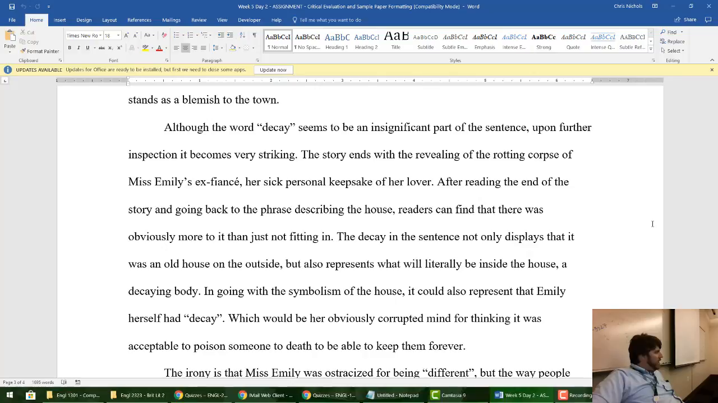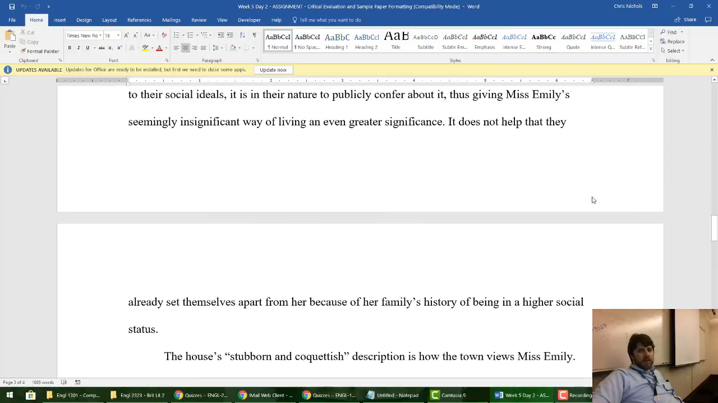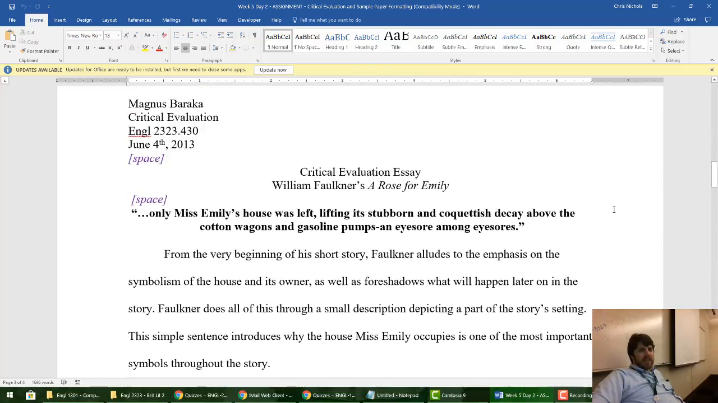Holy crap. And the sentence totally could have read, and this is what I kind of want you guys to approach this as, this sentence could have read, only Miss Emily's house was left, raising its obstinate and dainty disrepair above the cotton wagons and gasoline pumps, something not great to look at. I don't know. It could have been completely different words, but it's not.